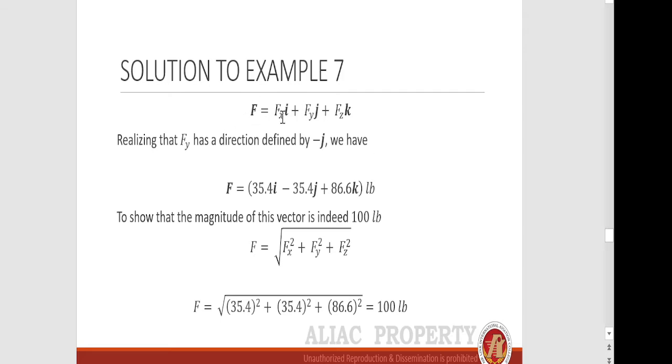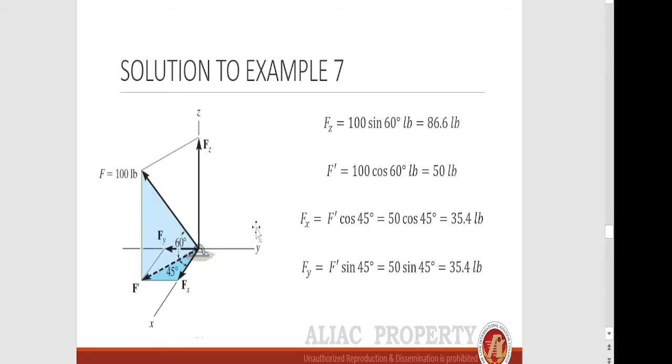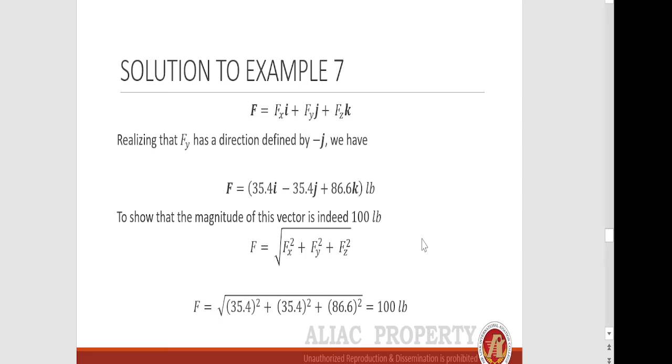So F is equal to Fx i plus Fy j plus Fz k, realizing that Fy has a direction defined by negative j because it's working along the second quadrant. Sorry, F dash, it's along the third quadrant. Am I right? Yep. So in the third quadrant, y is negative, so we just replace the sign, negative sign here. So that will be the representation of the vector in the Cartesian form.